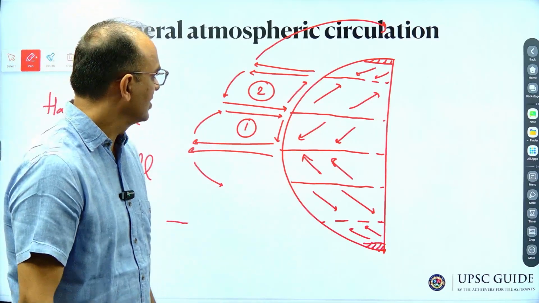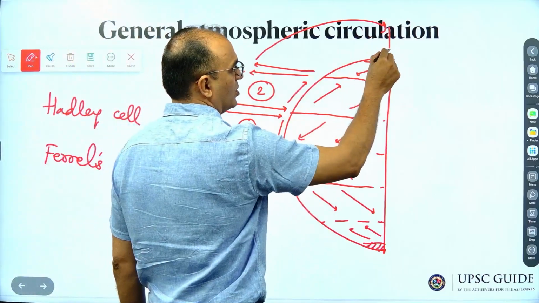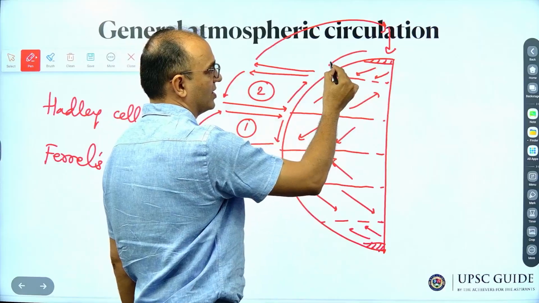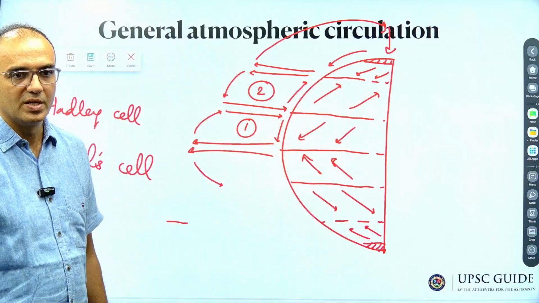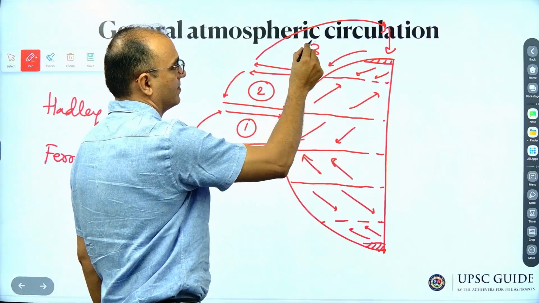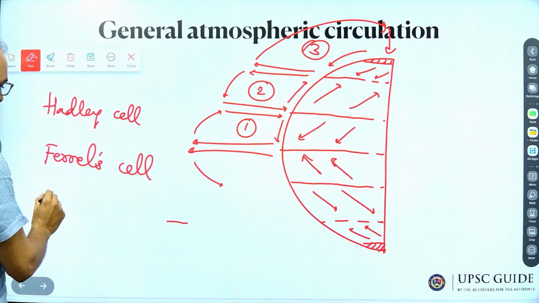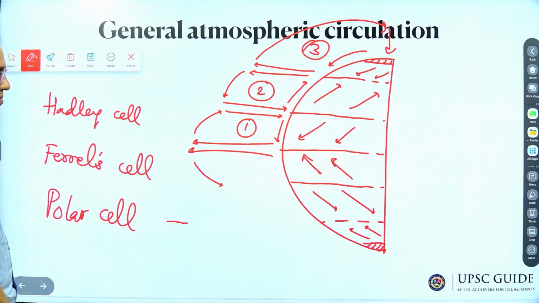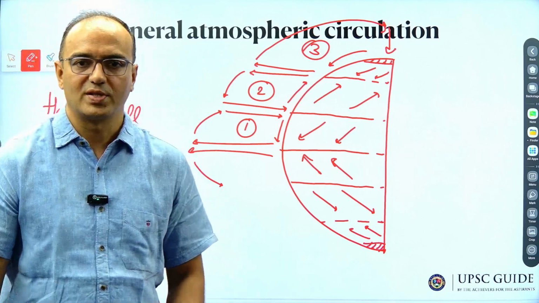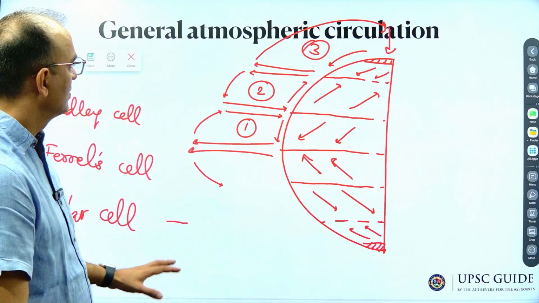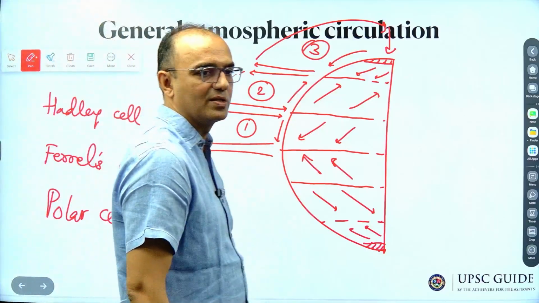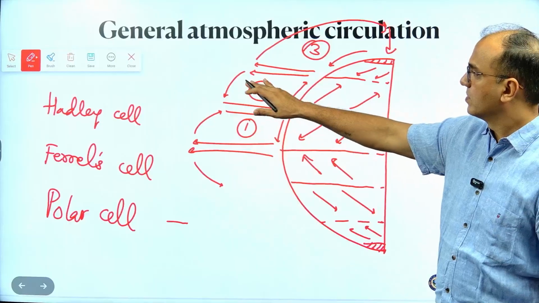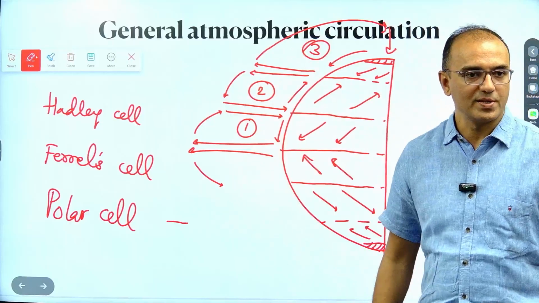And third, the air is brought down on the poles. On the surface, you get the polar easterlies. This is the third cell, the polar cell. Clear? So this is the tricellular meridional circulation, the upper atmosphere circulation, which includes the Hadley cell, Ferrel cell, and polar cell.